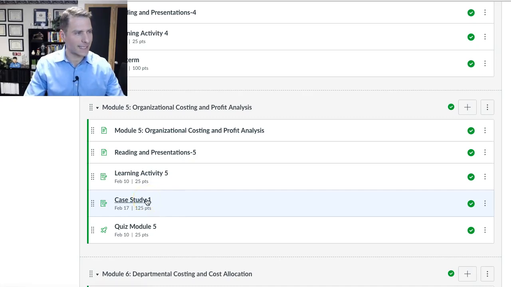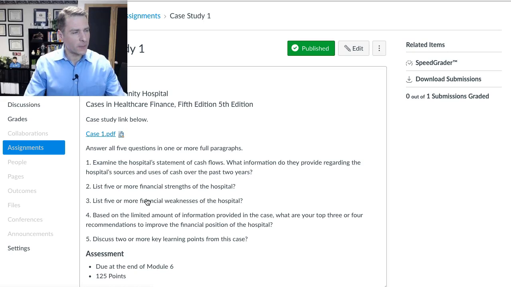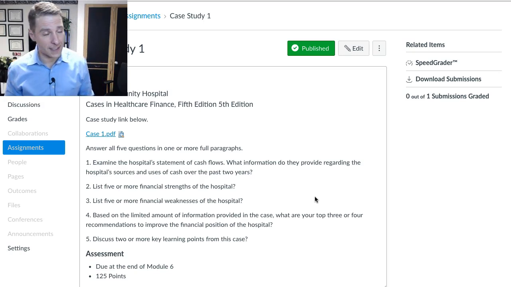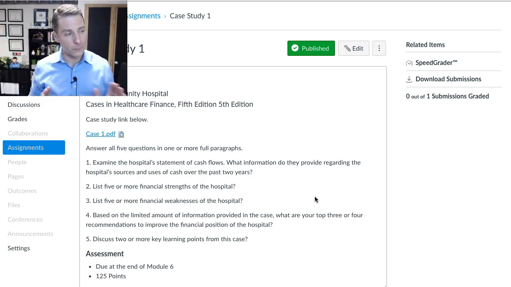All right, let me talk about the case study. So this week we have our first case study, and it's going to be on the River Community Hospital. And you have this, take a look at the PDF. The way I would approach the case study is like this. I would review it. Read the questions first. You know how they say, read the questions first.